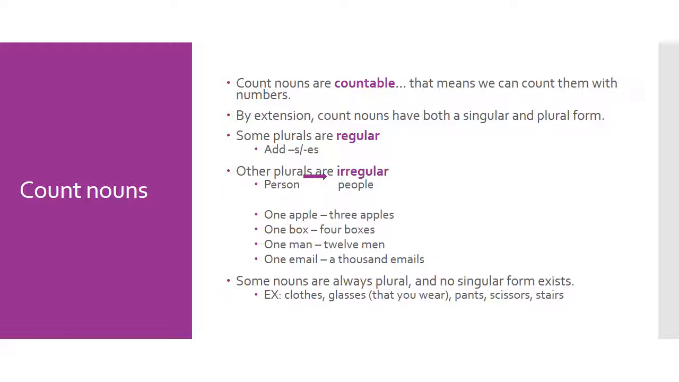Here are a few different examples of the way that we mean that something is countable. So we have one apple, we can also have 3 apples. We have one box, we can have 4 boxes, etc.